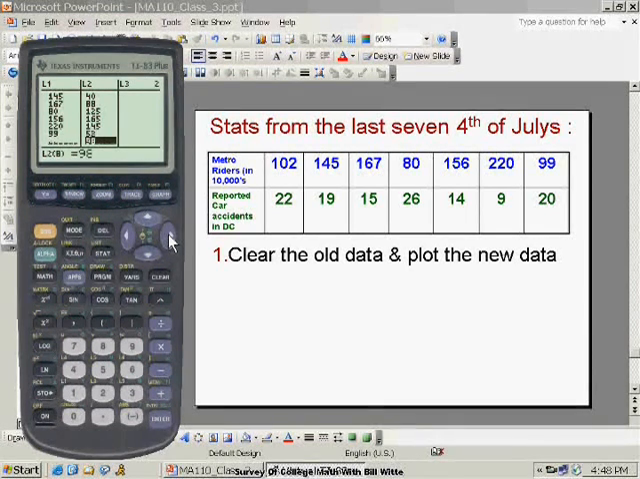Okay, now let me get to the top of list 2, right across from the 102. And I'll put a 22, enter. 19, enter. 15, enter. 26, enter. 14, enter. 9, enter. And 20, enter. 20 should be right across from 99, and the rest of the numbers I'm going to have to delete, so I'll use my delete button. Delete. I need about 3 deletes, it looks like. Okay, and they line up. The 99 lines up right across from the 20. Now my graph's probably too far in, so I'm not even going to worry about looking at the graph.